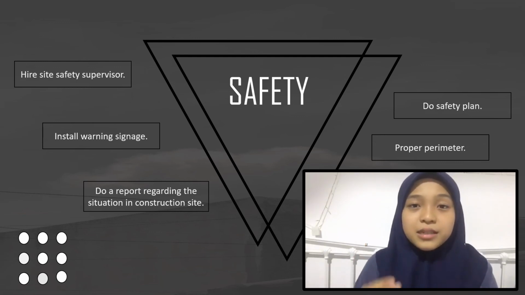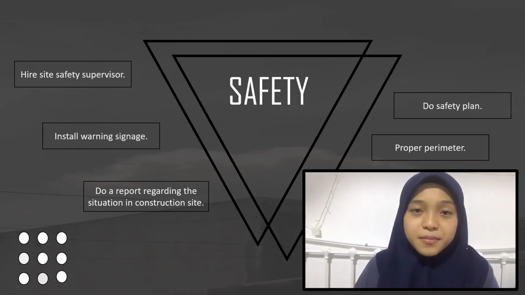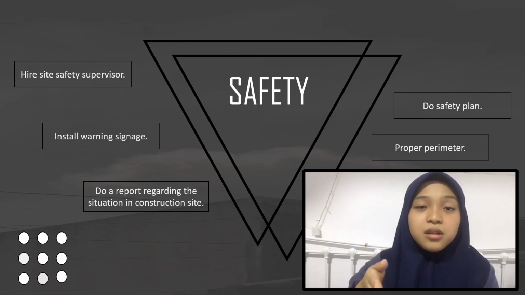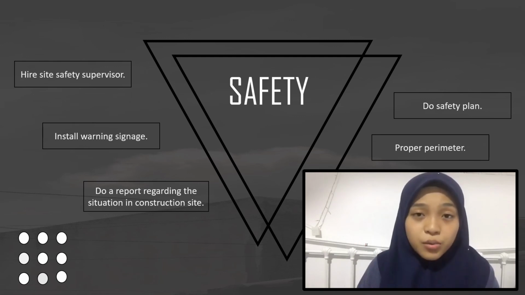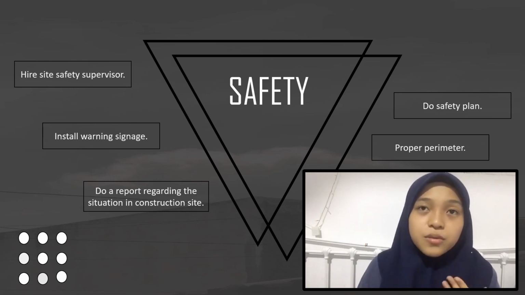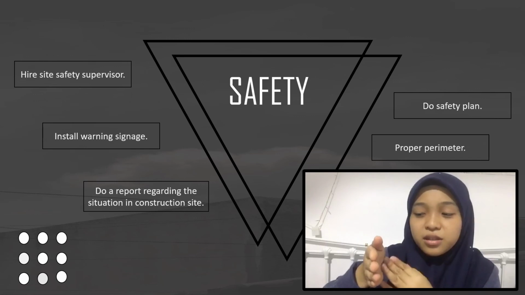Last but not least, set up a proper perimeter barrier between the construction site or construction structure and the road. The purpose of this action is to keep road users away from entering the falling risk spot. So for example, at the construction site, put the barrier with a gap of 1 car size away from the construction.